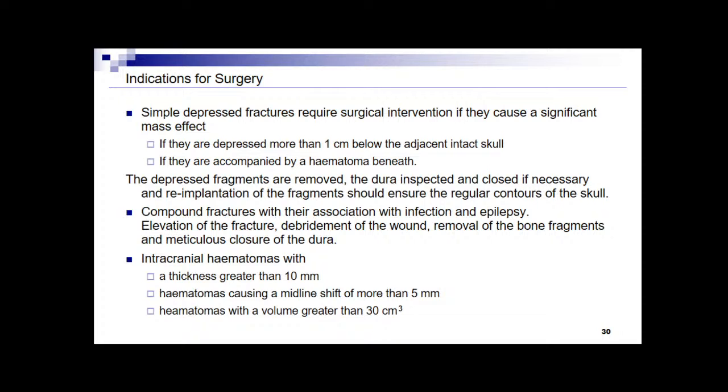You can calculate the thickness of the hematoma on CT scan. If the thickness is greater than 10 millimeters, this is an indication for surgery. If any hematoma causes a midline shift of more than 5 millimeters to the opposite side, that is also an indication for surgery. And if the hematoma has a volume greater than 30 cubic centimeters. These are indications for immediate, urgent trepanation of the skull and management of brain tissue and contents of the cranial cavity.